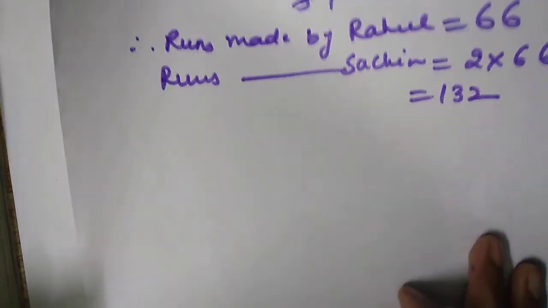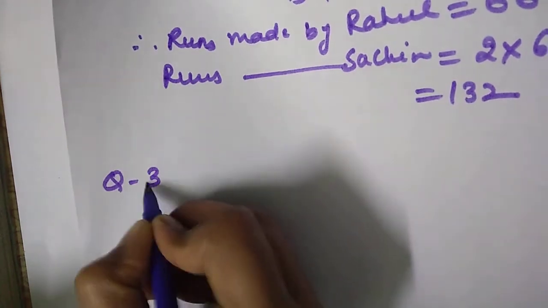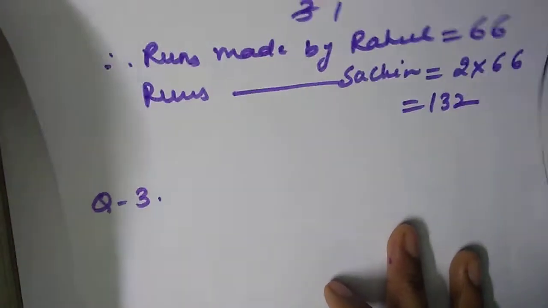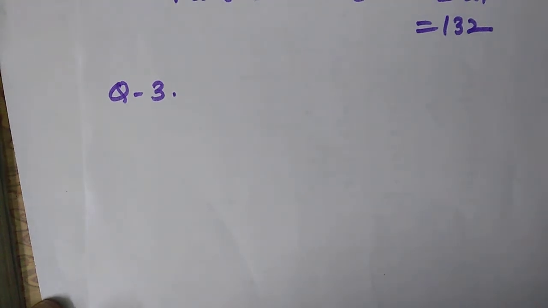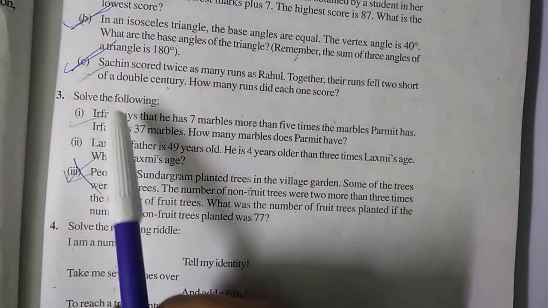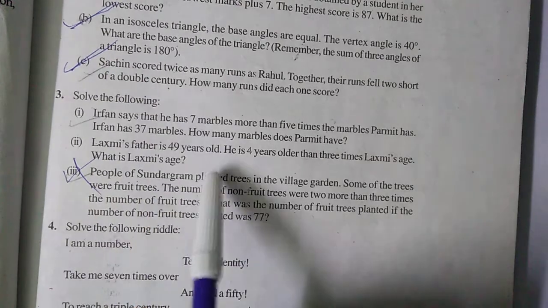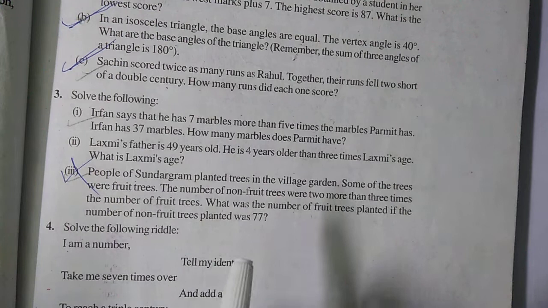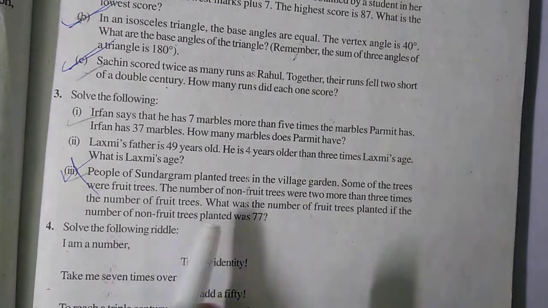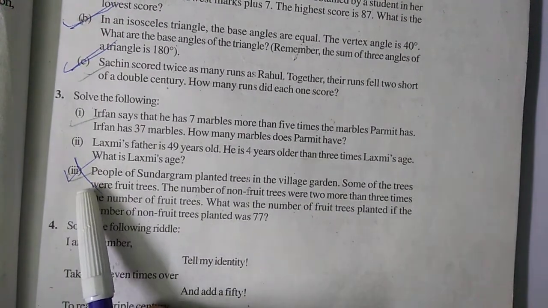Now come to question number 3. In this question also I will explain one part, that is part 3rd. So students, question number 3 is solve the following. We have given some statements and we need to solve these equations. Okay, so I am taking part 3rd.